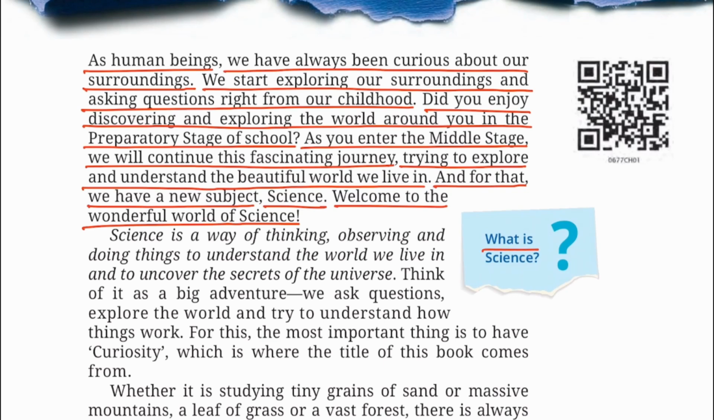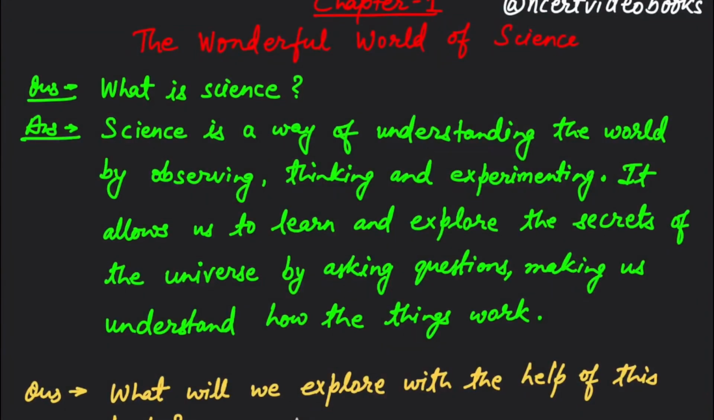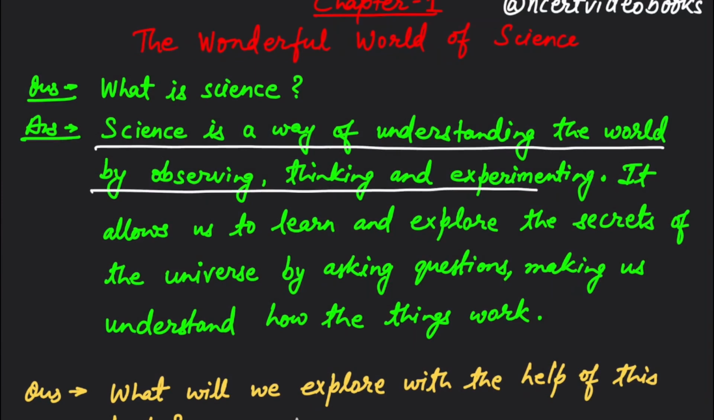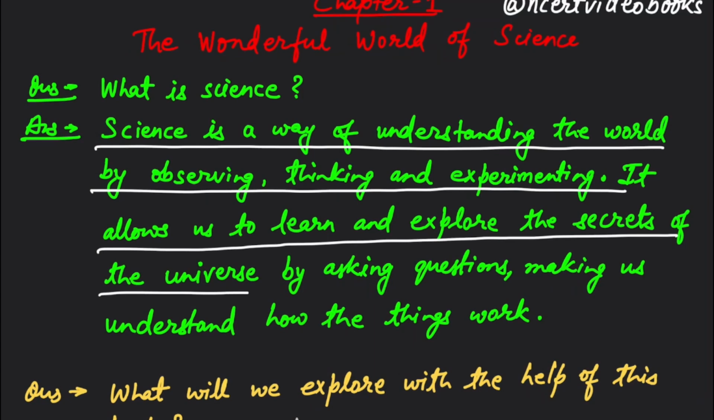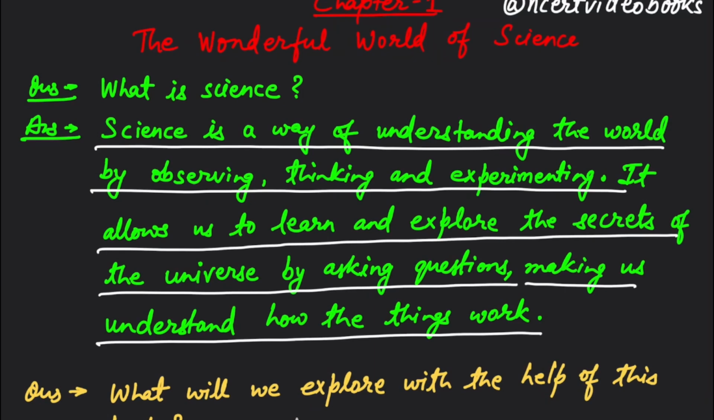Question: what is science? Answer: science is a way of understanding the world by observing, thinking, and experimenting. It allows us to learn and explore the secrets of the universe by asking questions, making us understand how things work.